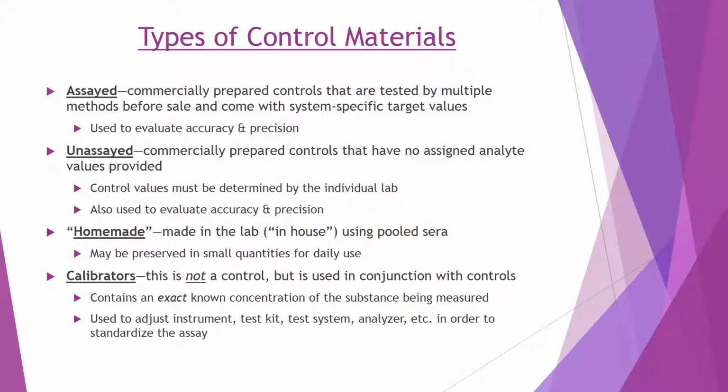And I wanted to throw calibrators in here more as just for your information. Calibrators are not controls, but they are used as part of the QC program. So calibrators contain an exact known concentration of the substance being measured, and they are used to adjust an instrument or a test kit, a system, an analyzer. It's adjusted to those calibrators, and the purpose of that is to standardize the assay. So they're also important in the QC program.